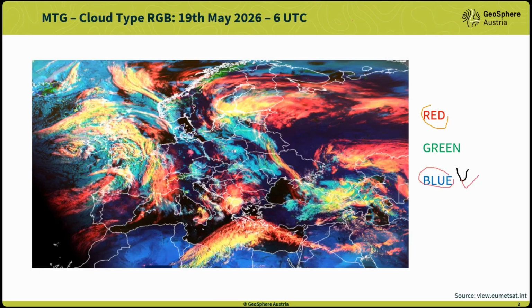Now, at first, let's reveal the channels behind the colors. So, wait a moment. I have to stop annotating. Okay, and so this is the recipe of the Cloud Type RGB. As you can see, it looks quite simple. No brightness temperature differences, just single channels. It can only be used during daytime due to the visible wavelength range.